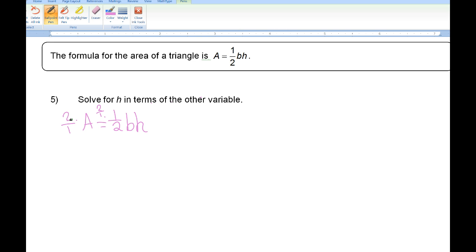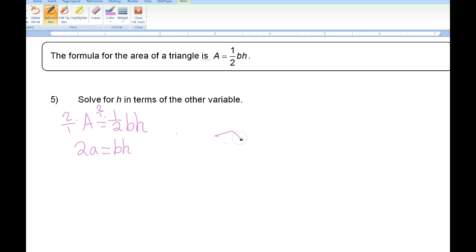So now you're going to have 2A equals, and the 2 and the 1/2 canceled, so it's B times H, good. All right, now what? We're isolating, but what are we isolating? We're isolating H.